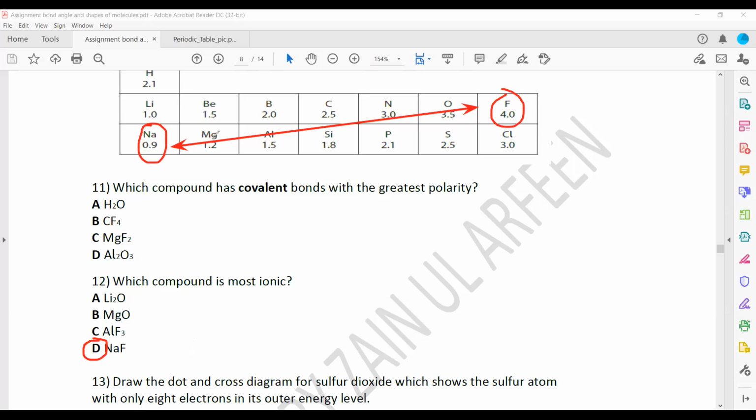Why is it not B? Because for magnesium and oxygen, when we compare, they have a smaller difference, 1.2 and 3.5. But this is 4 and 0.9. That's why D is the right answer. Is it clear? Question 12. Because for the most polar bond, if it's a covalent bond, the greater the difference in electronegativity, the more polar. If it is an ionic bond, the greater the difference in electronegativity, the more ionic.